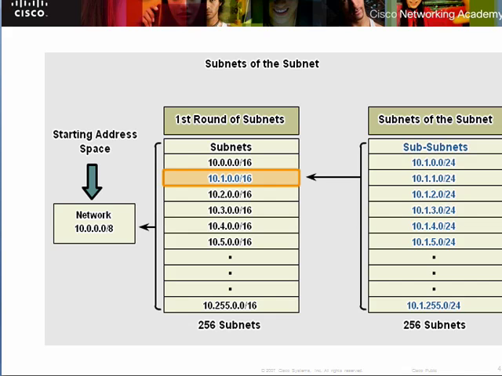Here, the third column gives 256 subnets for the 10.1.0.0 subnet in the second column. The same process can be done for every subnet in the second column.